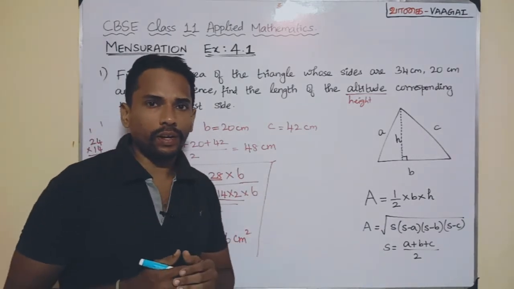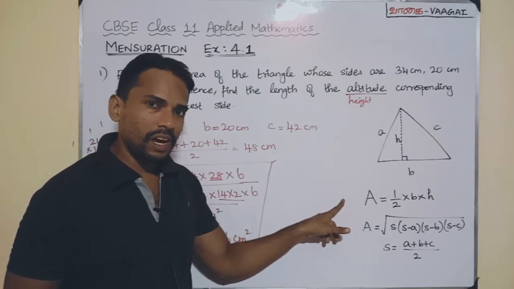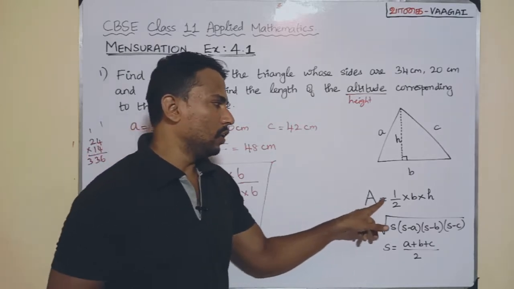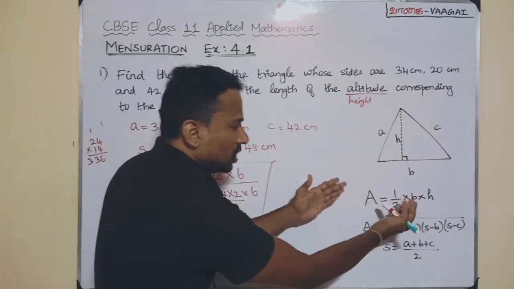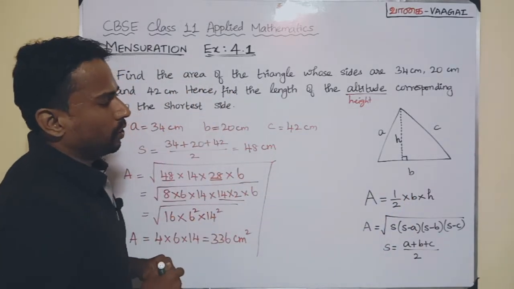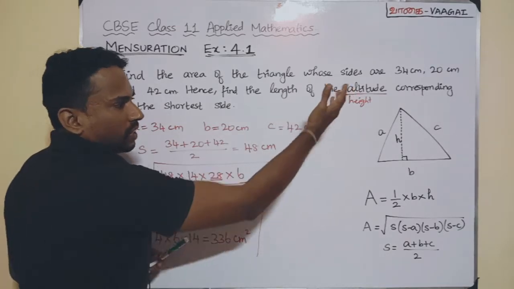How we can calculate? Now again, just see the formula that connects the area and height of the triangle. So that's the first formula, right? Half into base into height. So area is equal to half into base into height. Now let's use this formula to get the height. What I am going to do now is take the shortest side to be the base.